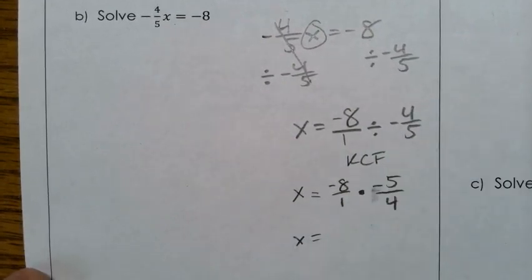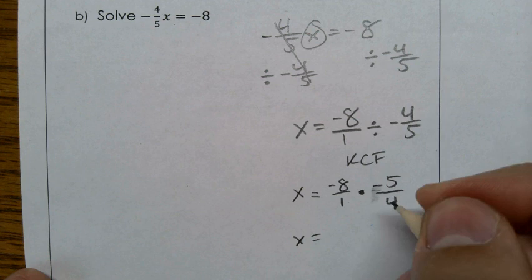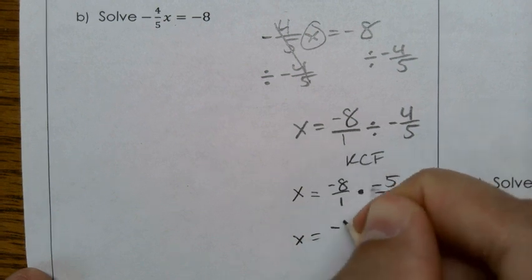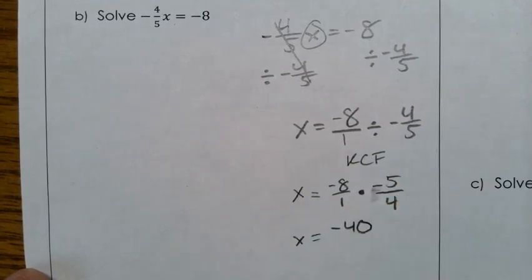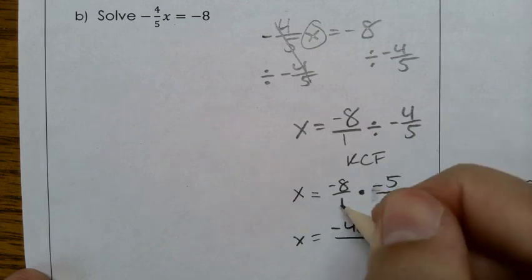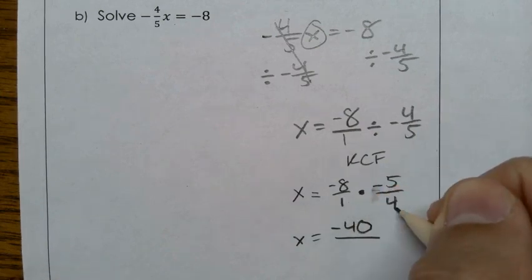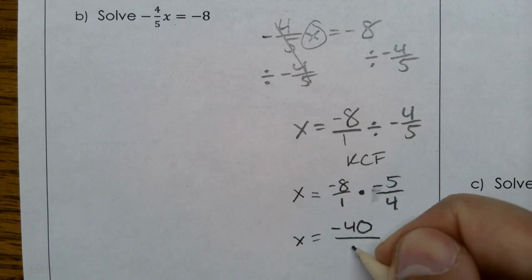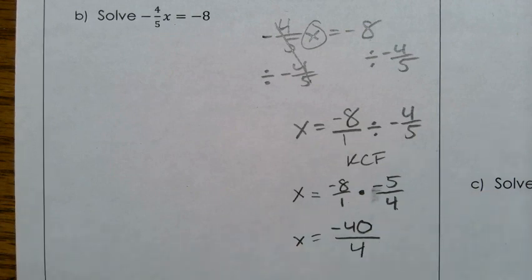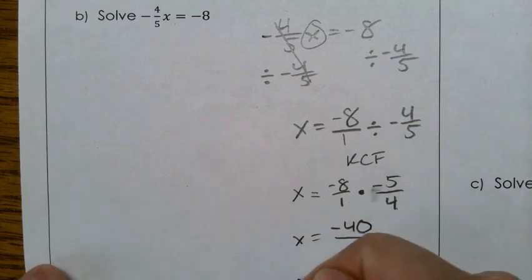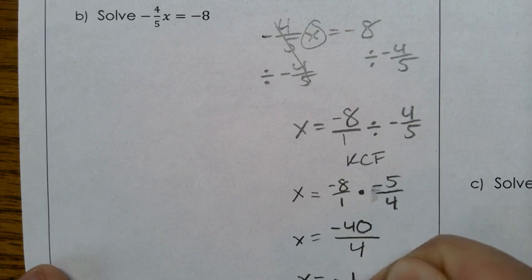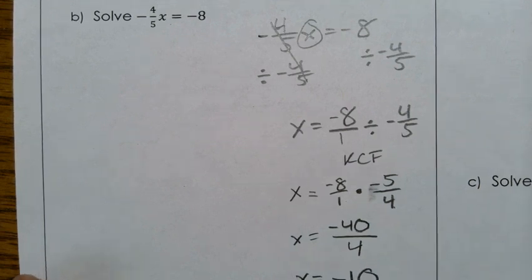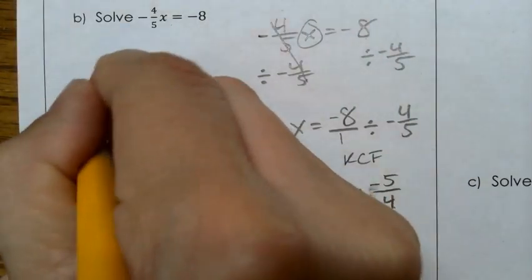Negative 8 multiplied by negative 5 is going to give us negative 40. And then 1 multiplied by 4 is going to give us 4. And then negative 40 divided by 4 will give us negative 10. Let's go ahead and check that.